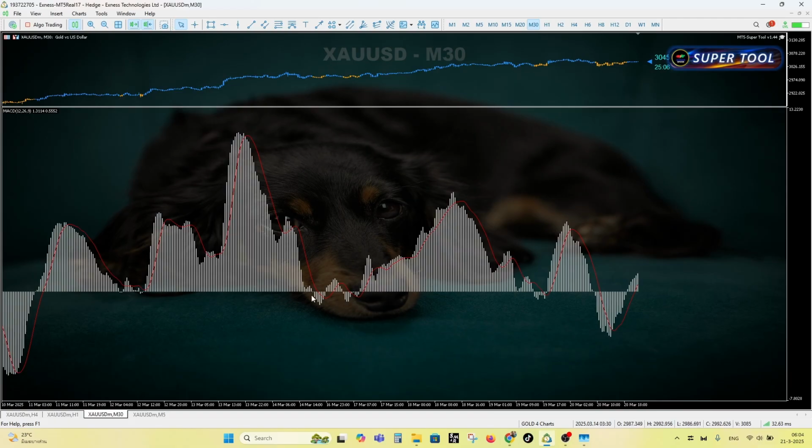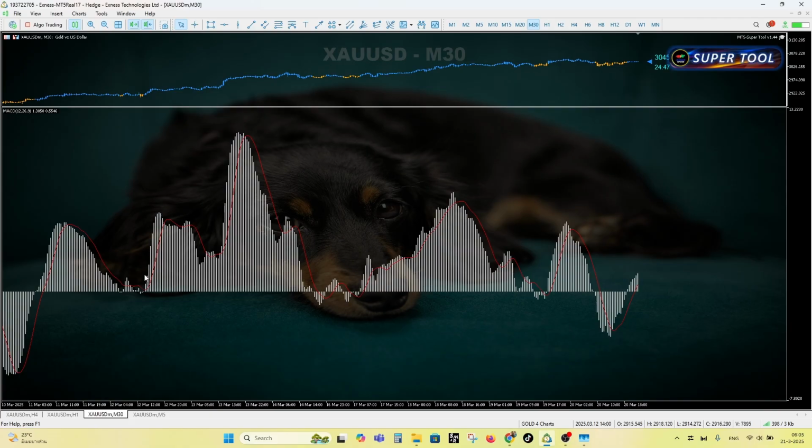The histogram also gives us some extra info. If those bars are growing taller, it means the momentum is getting stronger in whichever direction the trend is going. But if the bars start shrinking, it could mean the trend's losing steam. Maybe a reversal's on the horizon, but it can also fake us out, and that's called a divergence.